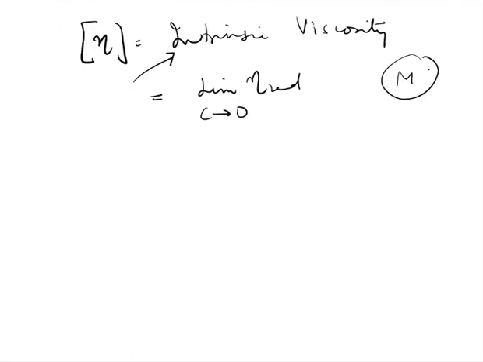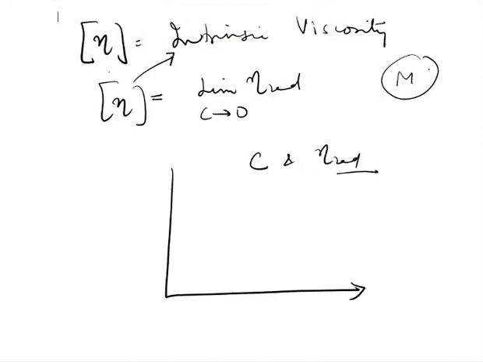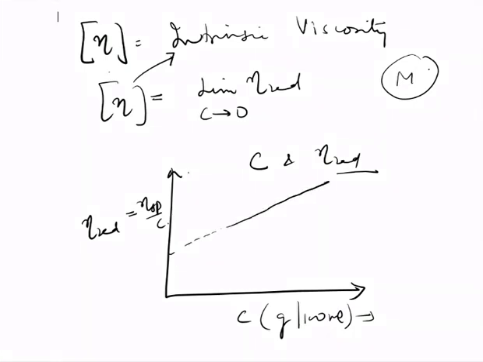Okay? So this can be found out by plotting a graph between C and eta reduced, class. Then extrapolating to the y-axis. This is basically plotted on the y-axis, class. So this is your eta reduced, which you can find out. It is eta specific by C. We all know that. And this is your concentration, gram per 100 ml liquid. So this is the type of graph you are going to get, class.